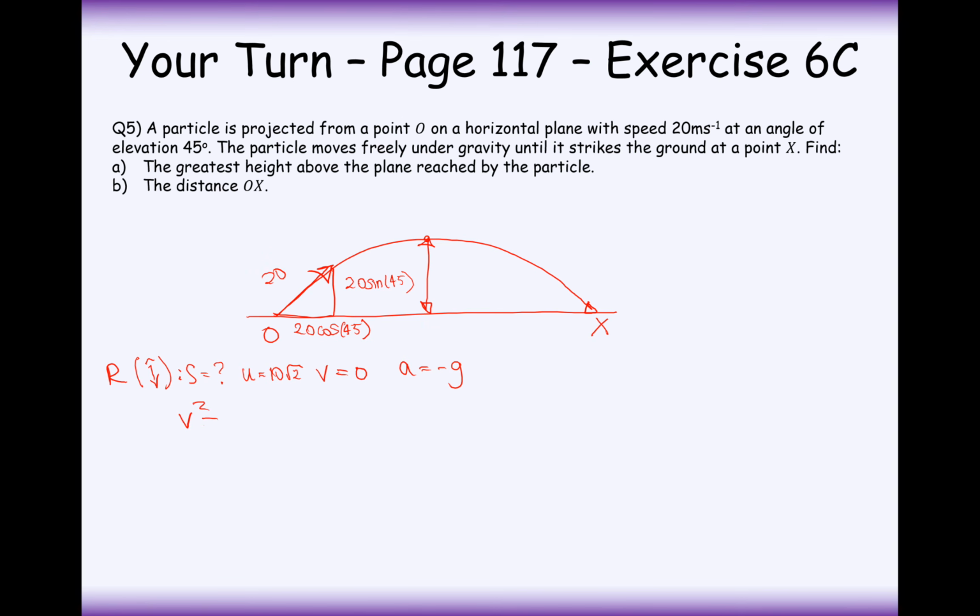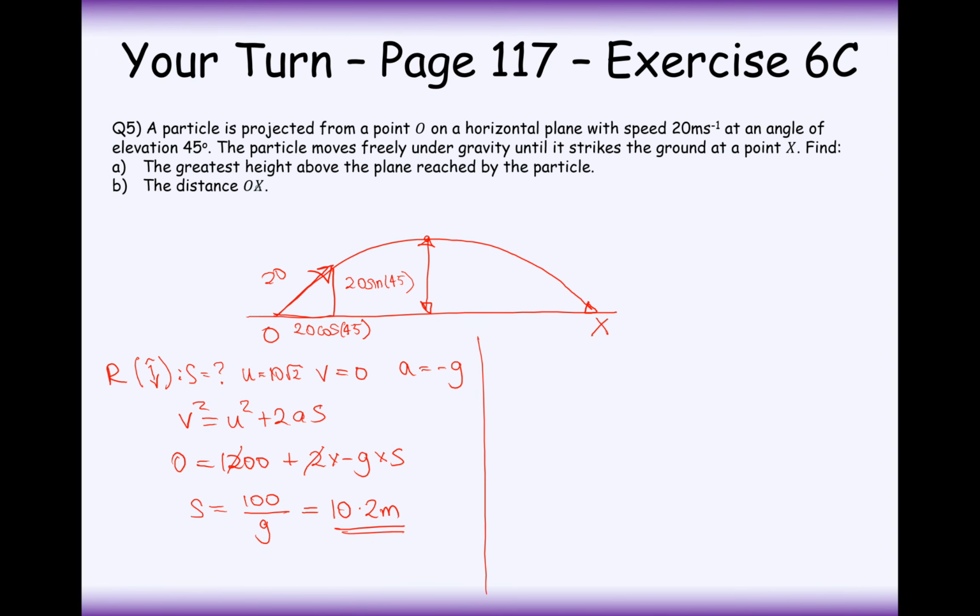So let's put this into the equation. v squared equals u squared plus 2as. v squared is 0. u squared is going to be 100 times 2, so that's 200. And it's going to be plus 2 times minus g times s. So cancel out the 2's there, so s equals 100 over g once we've added that onto the other side and divided by g. That's 100 divided by 9.8, which is 10.2 roughly. So 10.2 meters above the horizontal will be its greatest height.